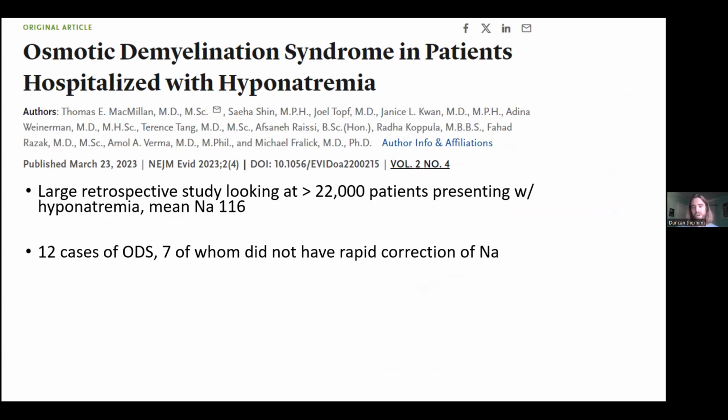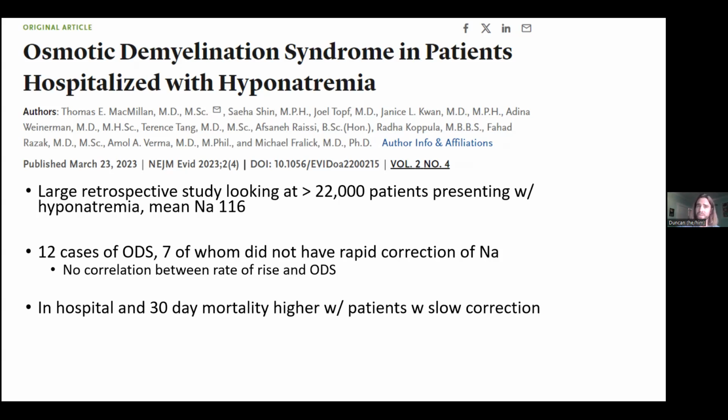And of those 12, more than half of them did not have rapid correction of sodium, which in the study they determined to be over 8 to 10 milliequivalents per day of correction. So in this study, there was no correlation between the rate of rise of sodium and the development of ODS, which was a little bit surprising, but it's been backed up by a couple of large retrospective studies at this point.